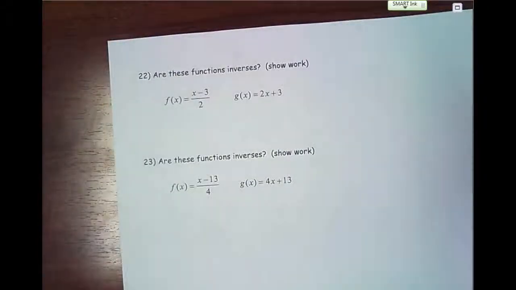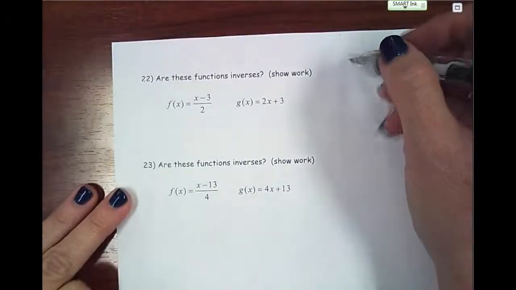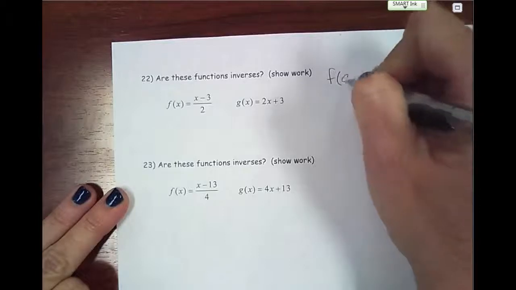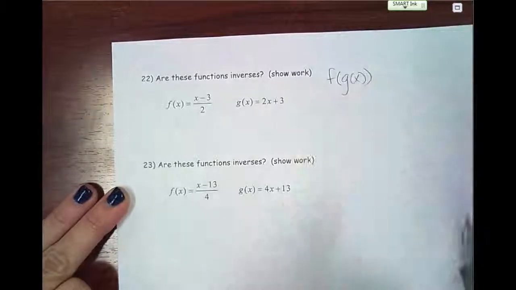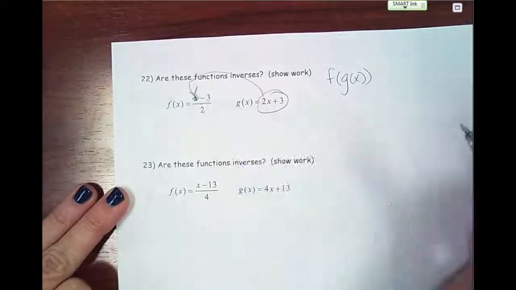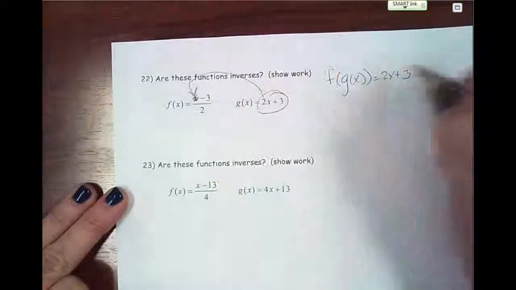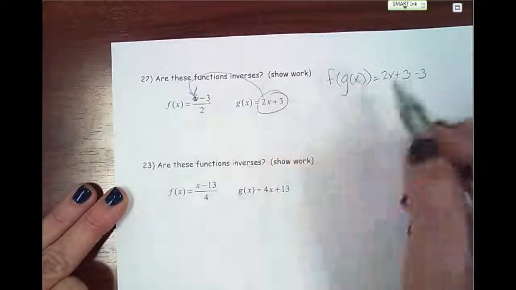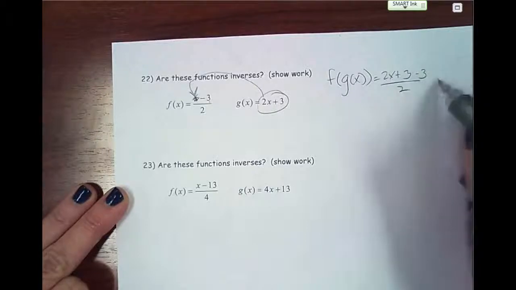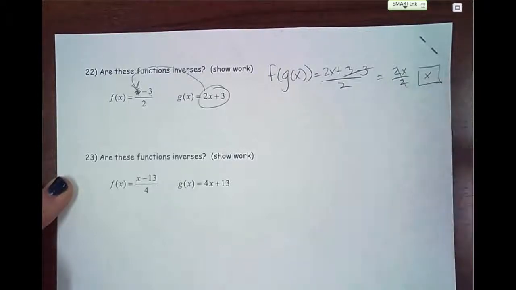Last part. It's asking if they are inverses of each other. Remember, if they are, you'll get an x. So you have to do two things. F of g of x first. In other words, you're going to take all of this and plug it in for here. This goes away. So I'm going to write 2x plus 3 minus 3, right, don't forget your minus 3, all over 2. Which gives me 2x, these cancel, over 2. 2's go away and you get x. So you're good, that one works.